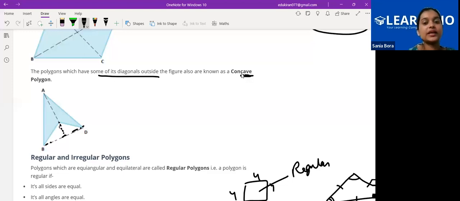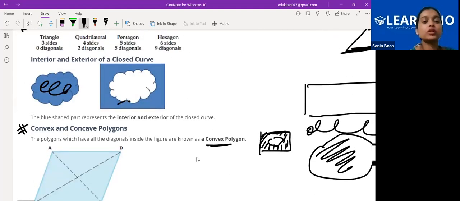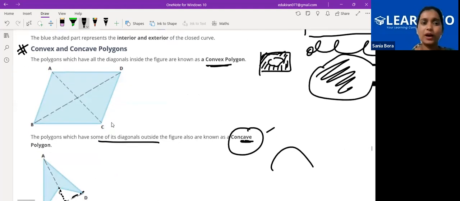Caves are always outside our homes, right? Have you ever seen any cave inside anybody's house? No, ma'am. So concave means the diagonals are outside the figure as well, but convex means all the diagonals are inside only. I hope I have made myself clear. Everybody, Abdullah, Alef, Aisha, Ibrahim? Yes, ma'am. Okay, good.